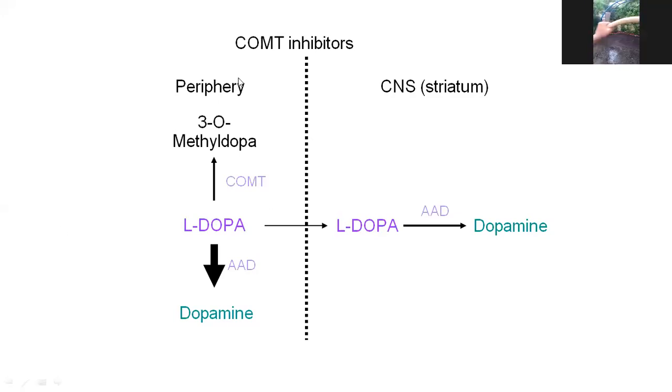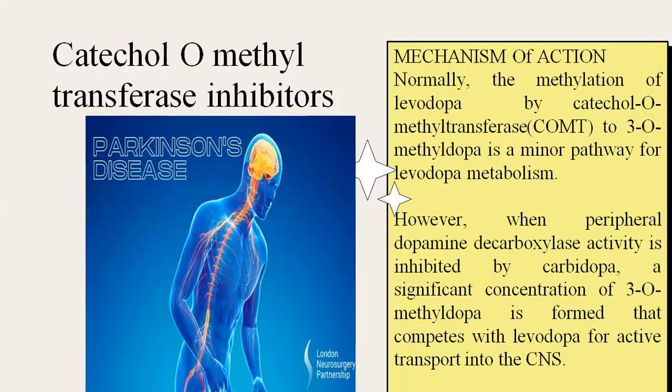For example, if we decrease this methyldopa, how is this achieved? By administering COMT inhibitors. If we inhibit this step, what happens? There is no competition for dopamine. Whatever dopamine is available in the body will bind to that particular receptor and elicit the response. Yehi hoga na? So this is how we achieve the action by COMT inhibitors.